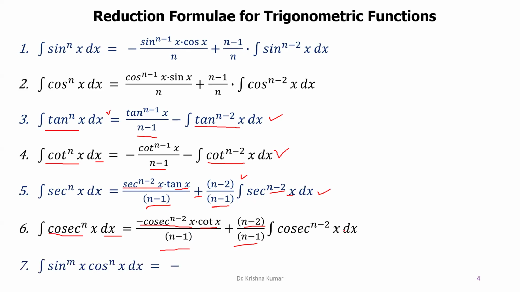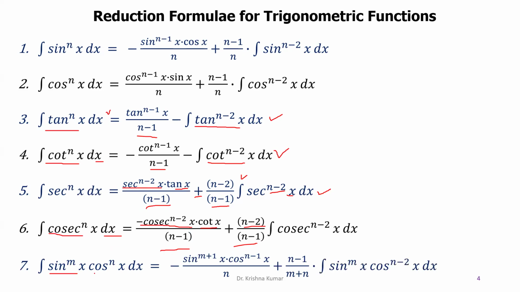And the seventh integration formula or reduction formula is based on the product of sine function and cosine function. So integration of sine to the power m x into cos to the power n x with respect to x is equal to minus sine to the power m plus 1 x into cos to the power n minus 1 x, whole divided by m plus n, plus n minus 1 upon m plus n into integration of sine to the power m x into cos to the power n minus 2 x with respect to x.